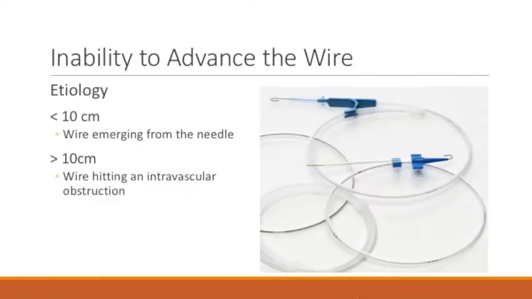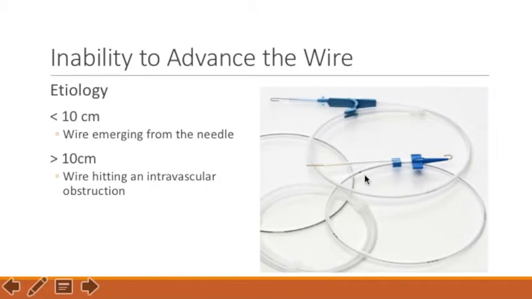Very common scenario is difficulty advancing the guide wire. So if you're feeling resistance while pushing the guide wire, ask yourself, am I getting resistance very early on at less than 10 centimeters? And if so, the problem's the wire. As it emerges from the tip of the needle, it's hitting something. Or if you're getting resistance after 10 centimeters, the wire's clearly left the needle and is likely in the vein, but you're hitting some distal obstruction. And this will help you sort out the potential differential.